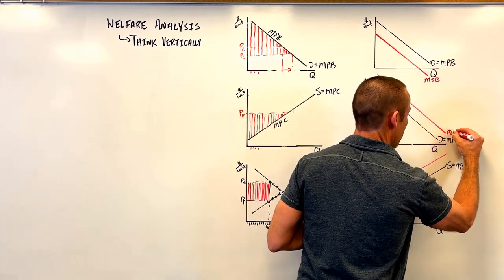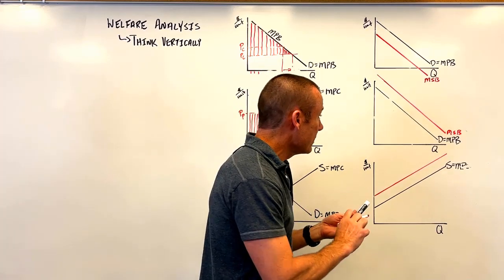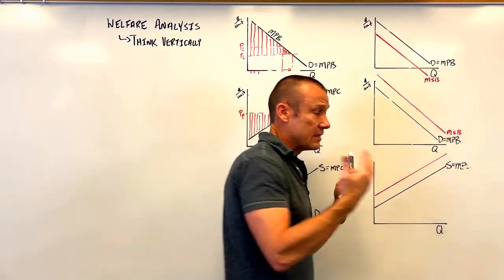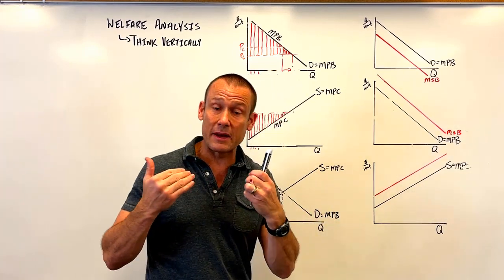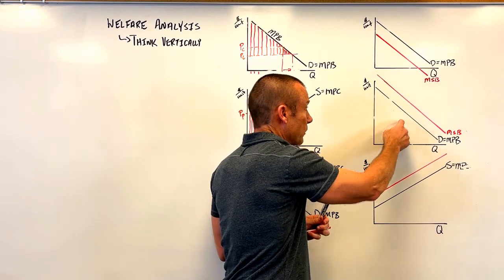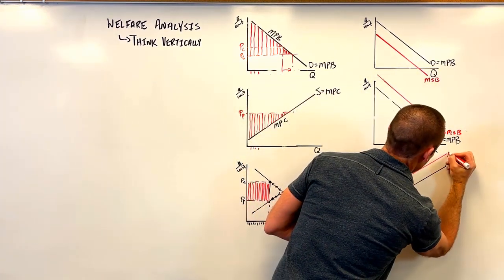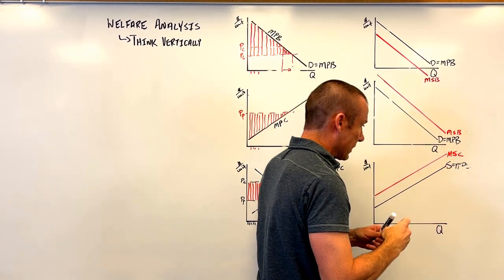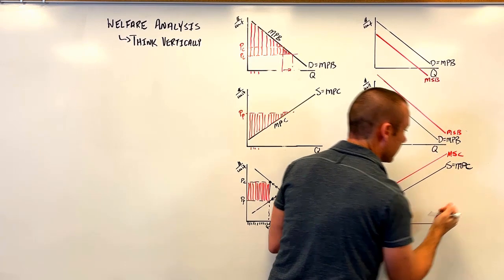Here's my MSB. The total benefit, thinking vertically, right? The total benefit is greater than the private benefit, okay? So we've got a positive externality. Third parties must be benefiting in this situation. Third parties are being hurt. What do we have here? We've got a marginal social cost. It looks like I smudged my MPC. There it is.